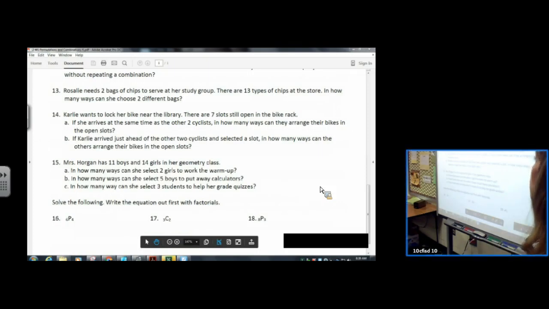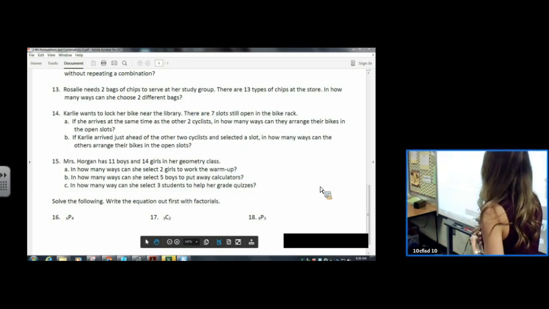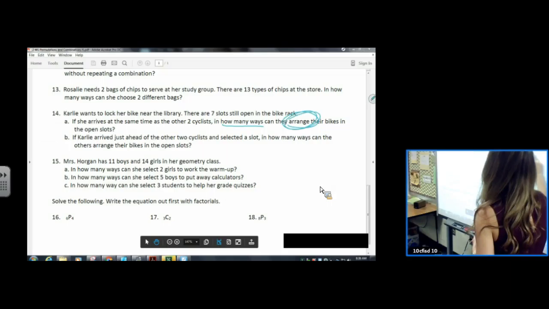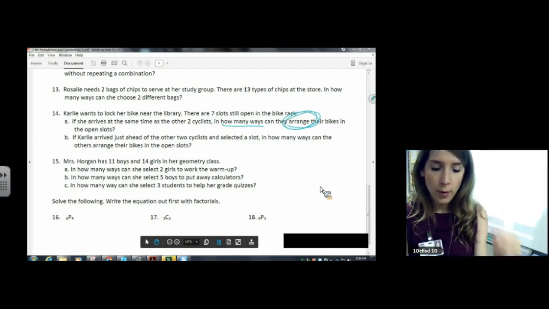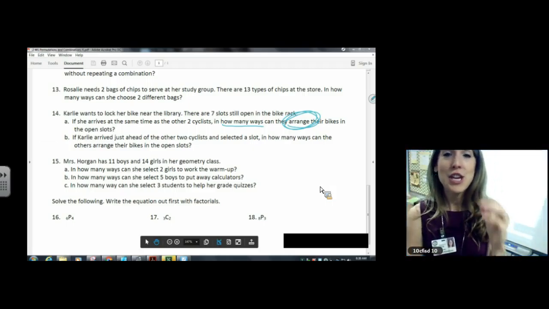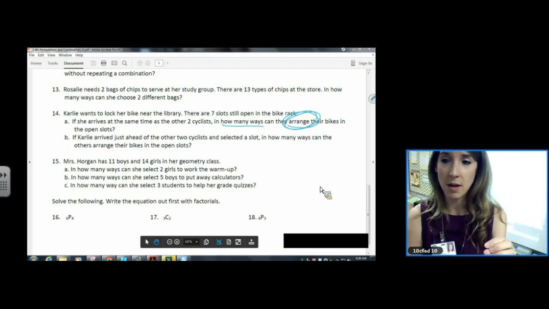Carly wants to lock her bike near the library. There are 7 slots still open in the bike rack. If she arrives at the same time as 2 other cyclists, in how many ways can they arrange their bikes? I want everyone to circle or underline or highlight that word arrange. Arrange automatically means that you are ordering it. Arrange and order are kind of synonymous, or they can be synonymous.